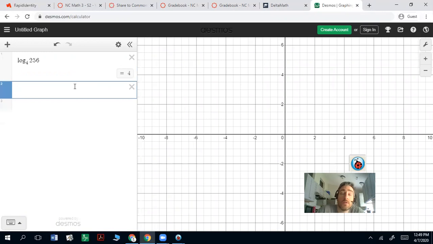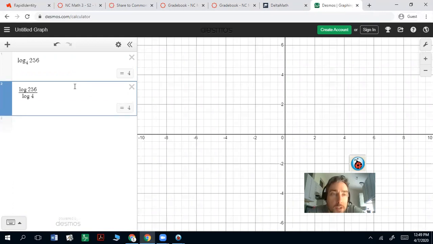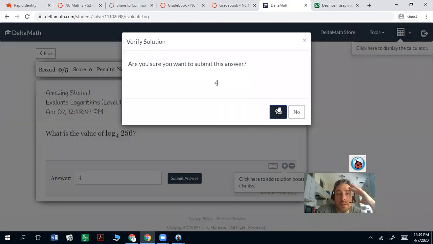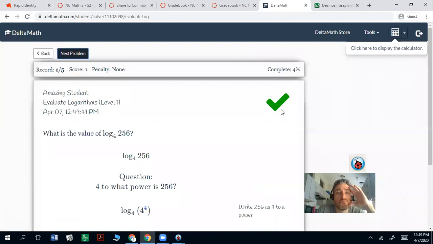If you watched the video for day 3, you also saw the change of base formula, which is you could take just log of 256 divided by log of 4. So if you want to use the change of base formula so you don't have to deal with the shift button or going into your calculator, you can do it that way too. But the answer to that one is 4. So let's go ahead and put a 4 in there and submit our answer. Nice, nice, nice.